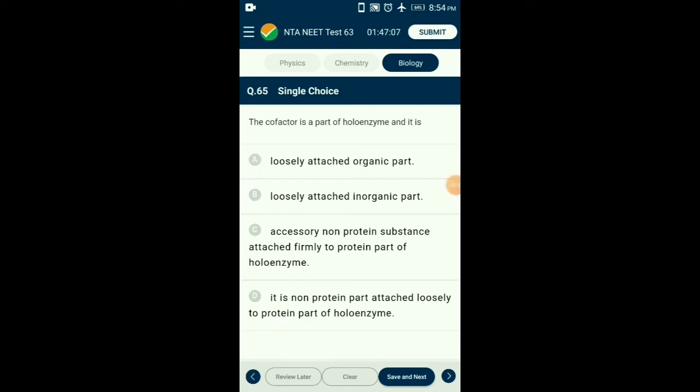Question number 65. The cofactor is a part of the holoenzyme, and it is: the conjugate enzyme consists of protein part called as apoenzyme and non-protein part called cofactor. If the cofactor is tightly attached to apoenzyme, then it is called as a prosthetic group. If the cofactor is loosely attached organic part, then it is called as coenzyme. So the answer for this question is option C. Non-protein substance attached firmly to protein part of the holoenzyme.